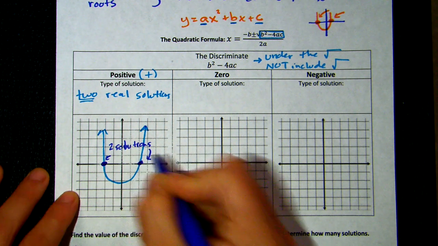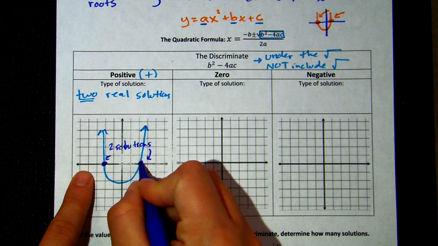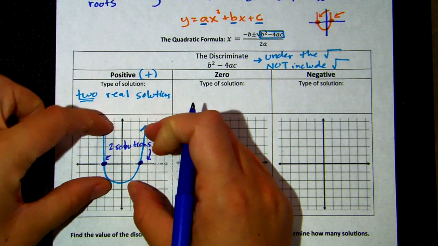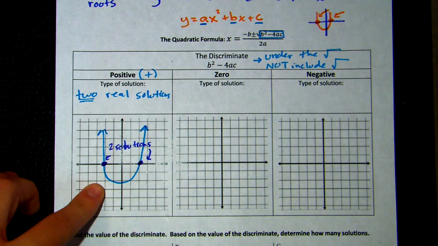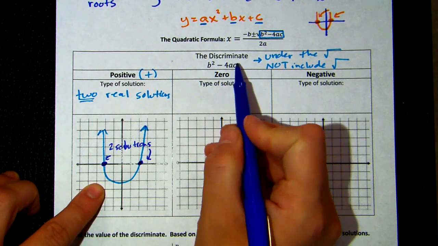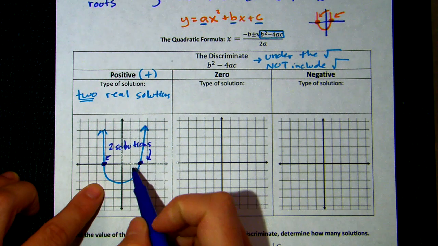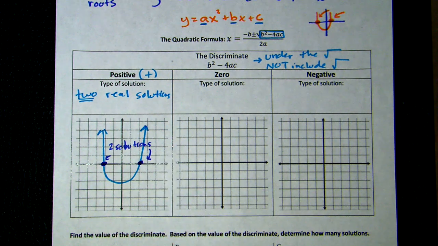There are two places where the function touches or crosses the x-axis because the U function is below the x-axis. So here, when our discriminant is positive, when this piece under the square root is positive, it means we have two solutions or two x-intercepts.